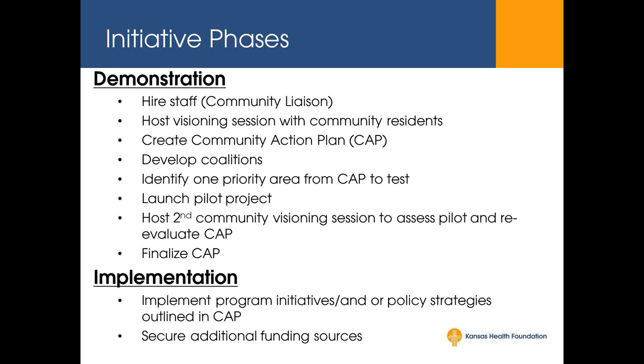And then for your implementation phase, this is the ACT phase of the Plan, Do, Check, Act cycle. You would implement program initiatives and/or policy strategies outlined in your community action plan. And finally, you will secure additional funding sources. So throughout this initiative, you should be working with key partners to sustain this initiative past the 35-month period. Next slide, please.